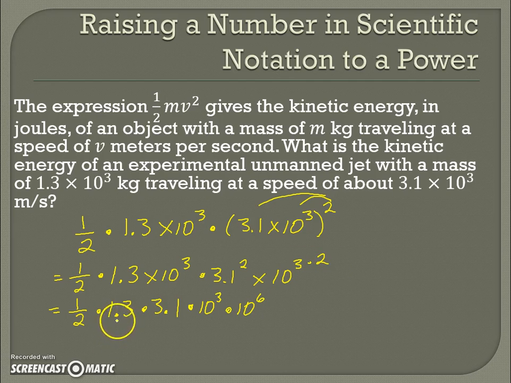And then I go through and work these problems out. So I have 1/2 times 1.3 times 3.1 squared, and those three things, when multiplied out, equal 6.2465 approximately. And then for these powers of 10, I just add the exponents. So that is 10 to the 9th.